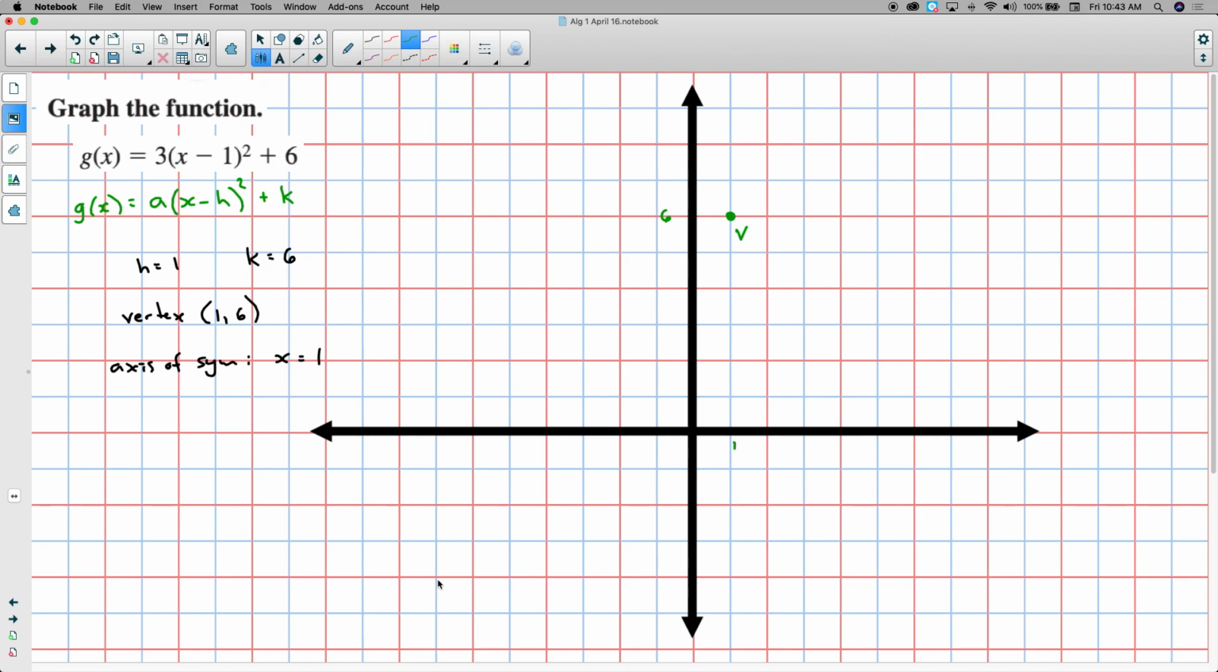From earlier experience, I know that it opens up, and it's 3 times steeper. So let's see. Let me get my axis of symmetry, because that might come in handy. I think that green pen is solid. The green line, so I'll go with black. And let's see, 3 times steeper.